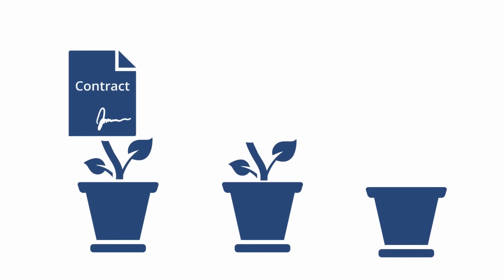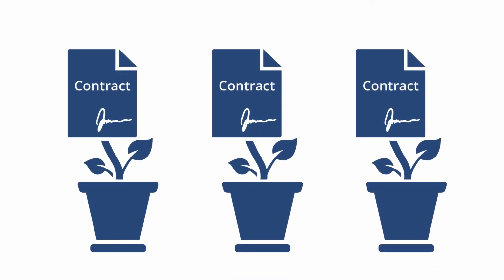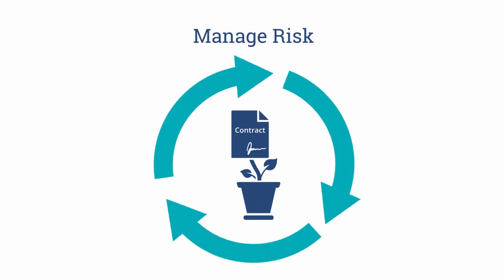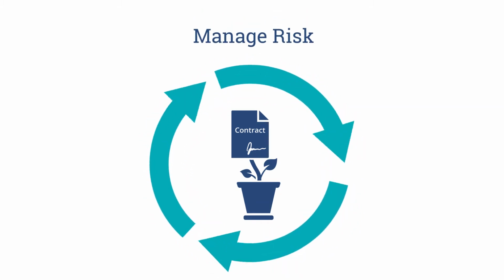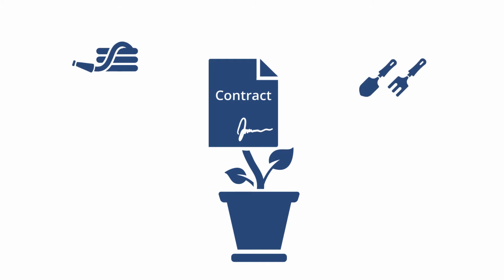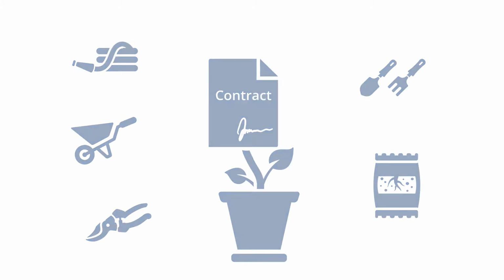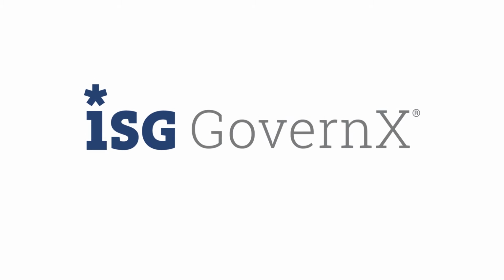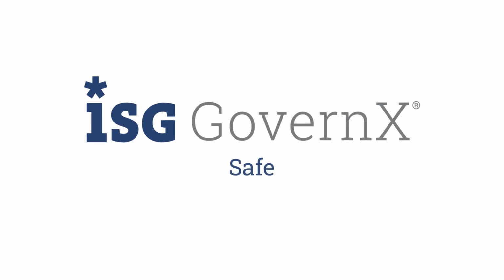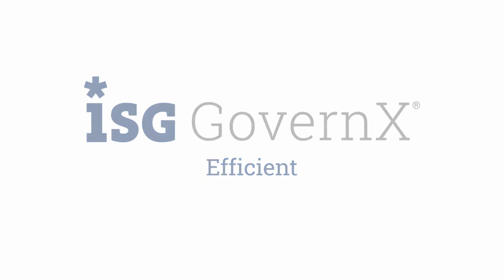Healthy third-party relationships are key to your success, and like most healthy relationships, they need to be tended to. The best way to tend to third-party relationships is to manage risk across each of the phases of a relationship's life cycle. But it's a complex job that most companies admit they struggle with. That is, until now. ISG GovernX is built to help enterprises create a safe, coordinated, and efficient third-party risk management environment. Let's start at the beginning of the life cycle.